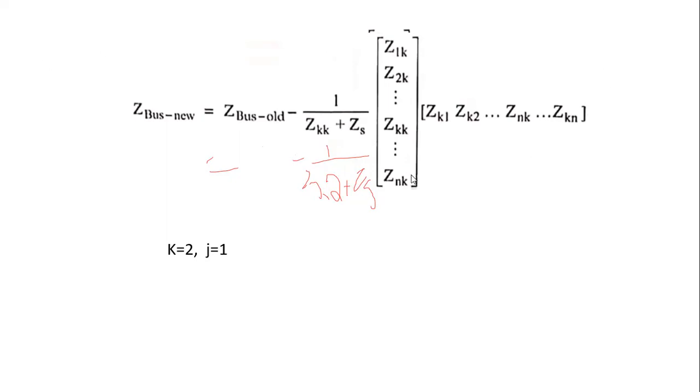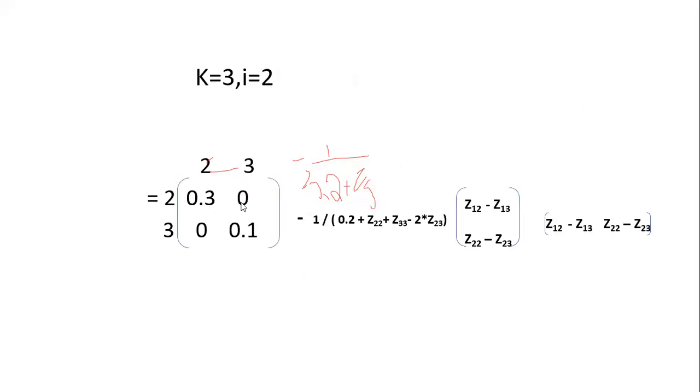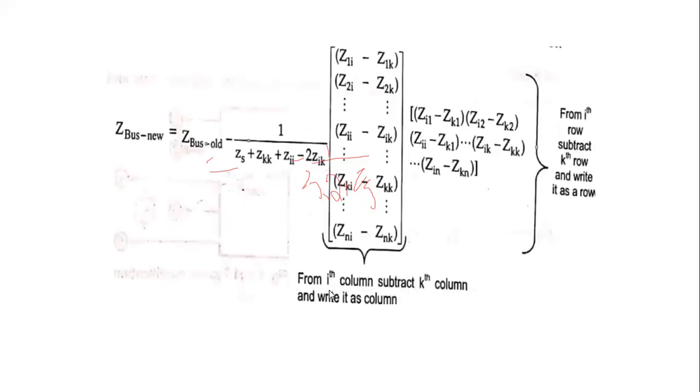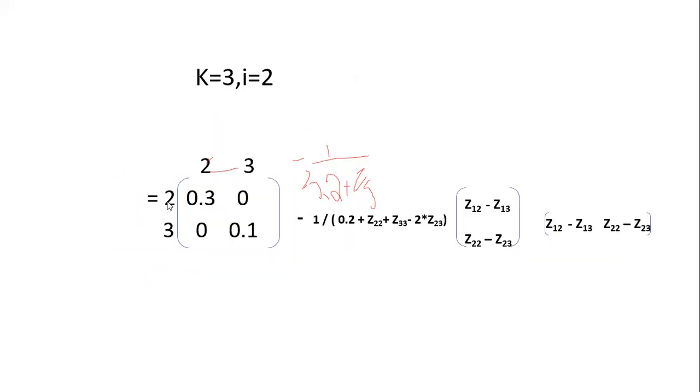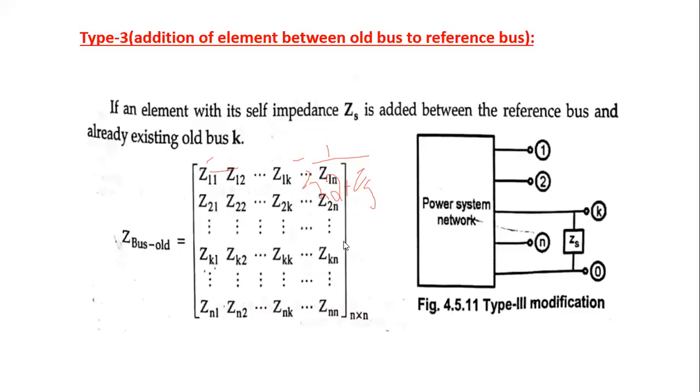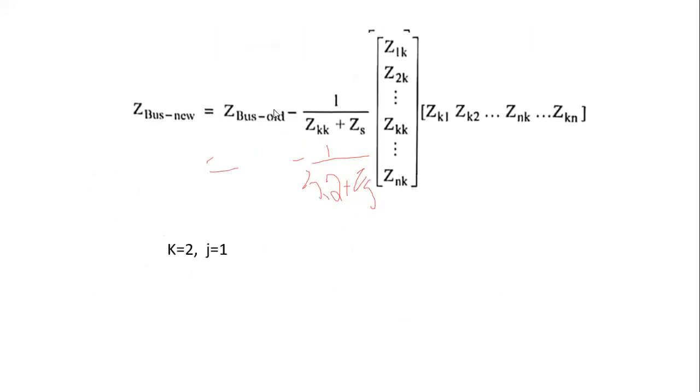By using the Z-bus building algorithm, we can easily simplify the network by adding the elements in a step-by-step procedure. In this case, what is the Z-bus old matrix? That will be obtained by solving this equation. Then we obtain the Z-bus new matrix. In the case of step 4, we obtain some matrix, which will be considered as 2, 2, 3, 3, 4, 4.